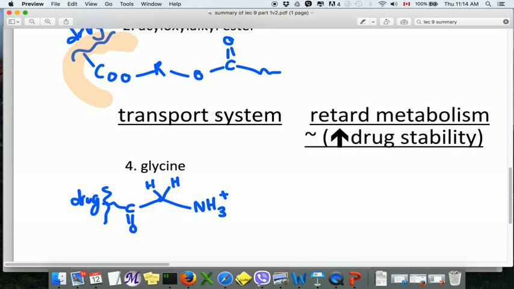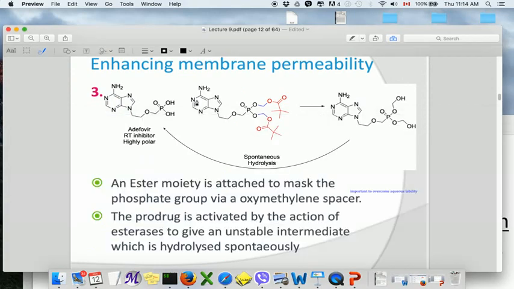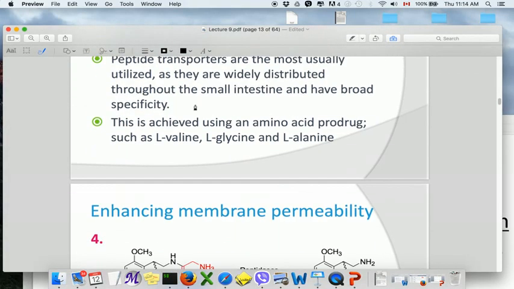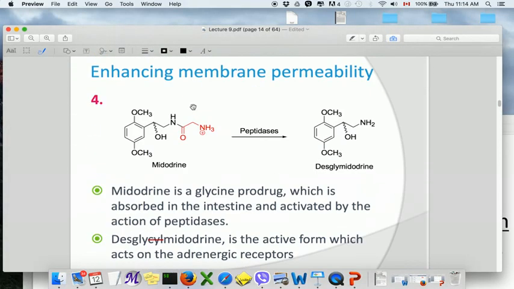What else can we do? We want to hijack the transporter system. There is a transporter system that transports the amino acids. We want to utilize this amino acid transporter and hijack it. So how do we do this? We have a drug here, for example. Here we have this midurine, and this is the active part. But this is not absorbed because of its hydrophilicity. So we attach to it this part.